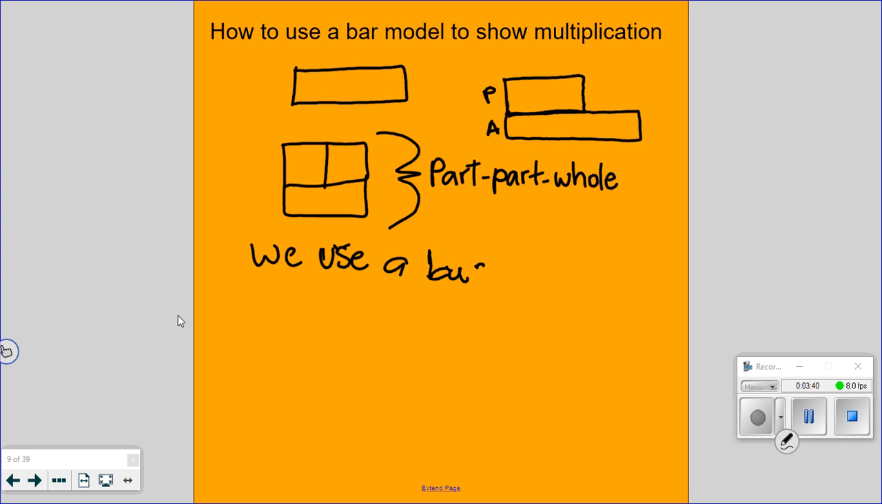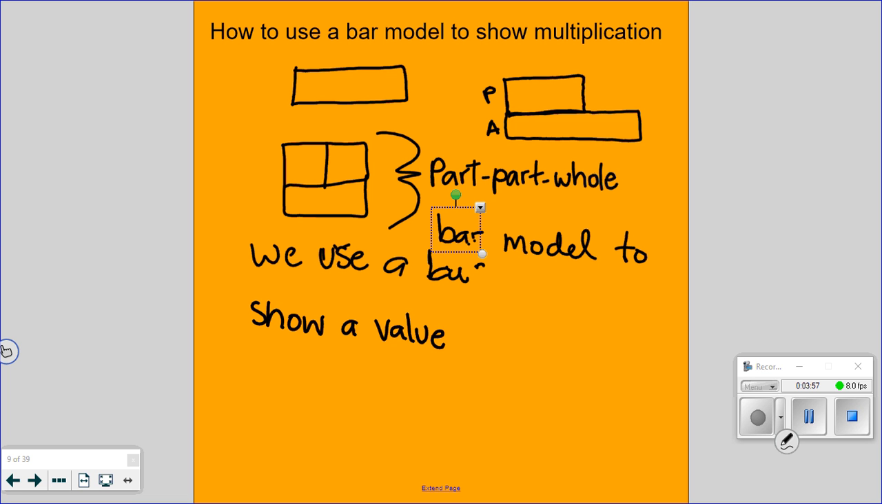We use a bar, a graph model, to help show a value. There's that word again. We talked about value when we talk about equivalency, having the same value, the same worth. We use that bar model to do the same thing. So in my Paxton Aric example, I know that Aric has more, whatever it was, because his bar is longer.